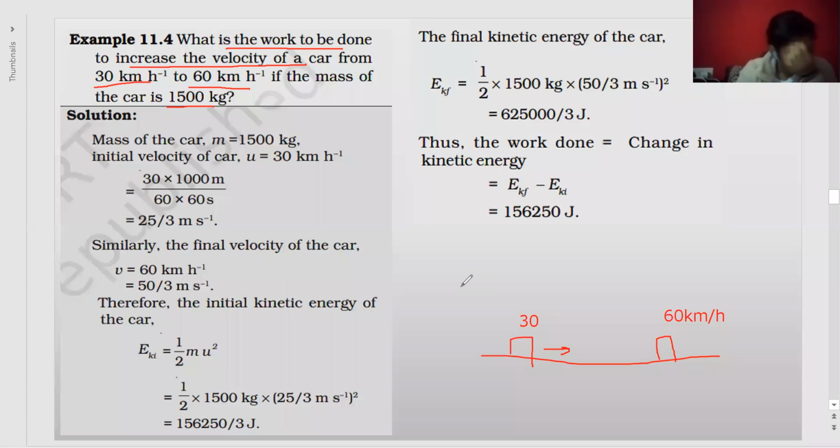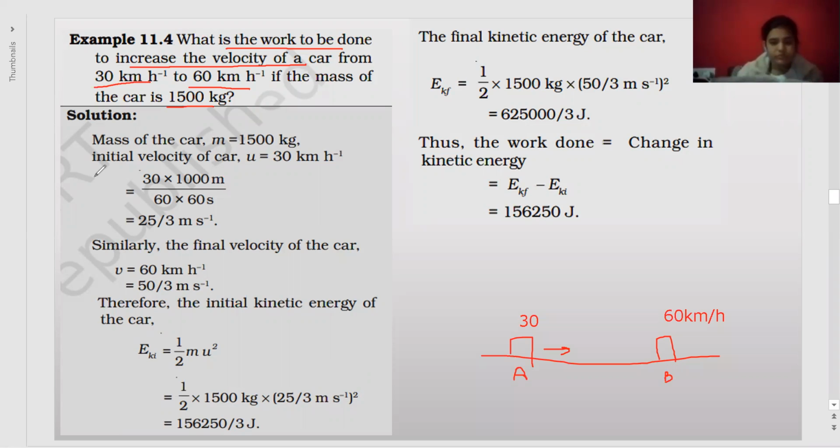क्योंकि कुछ work करेंगे तभी तो कार की speed बढ़ेगी, right? How much work should be done? So instead of directly finding the work, what will we do? We will find the change in kinetic energy, because kinetic energy is directly equal to work done. This we had discussed. So हम पहले पता करेंगे कि kinetic energy दोनों position पे क्या है. Let this be position A. Let this be position B.